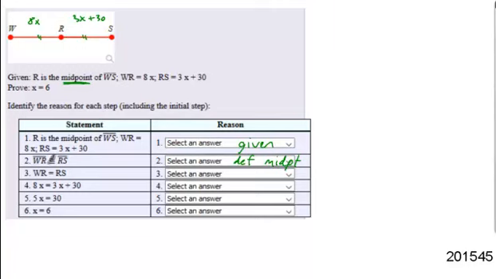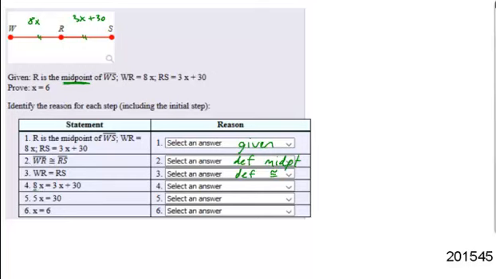What allows me to move from the statement that two segments are congruent to their lengths or measurements are equal? That's definition of congruence, right? If two things are congruent, then their measures are equal. So that just allows me to move from congruence to equality. And now once I move to my next statement is an equation. 8x is equal to 3x plus 30.